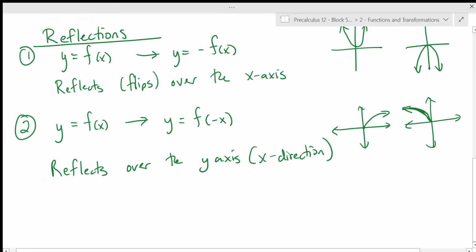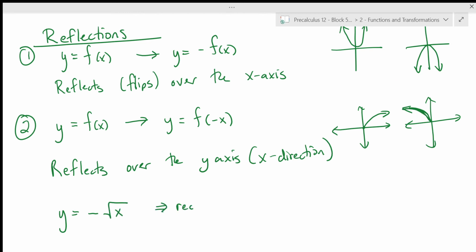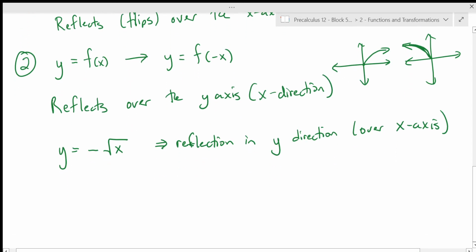Okay, and I'm just going to clarify and summarize down here. So we have y equals negative radical x is a reflection in the y direction, but over the x-axis. So if it's outside the function, that's y direction, but x-axis, so it's a vertical reflection over the x-axis.